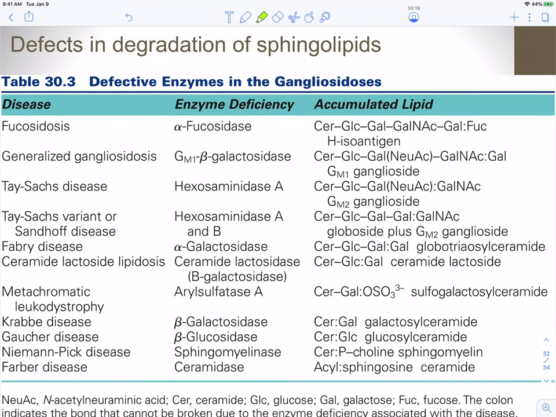So some defects in degradation of our sphingolipids are shown here. We have Tay-Sachs disease. Tay-Sachs disease is where you have an enzyme deficiency of hexosaminidase A, and you're going to have accumulation of your lipids. We have Tay-Sachs variant or Sandhoff disease, and that's hexosaminidase A and B. And so that's going to have accumulation of your different lipids as well as your gangliosides. You have Gaucher disease, Niemann-Pick disease. That's the one where they basically eat their fingers. And so you have different enzymes, beta-glucosidase or sphingomyelinase, that are going to be deficient, etc.